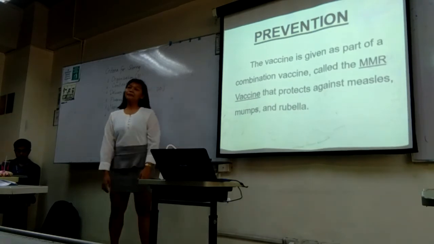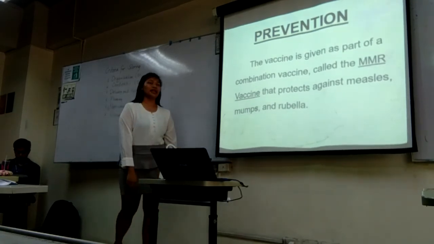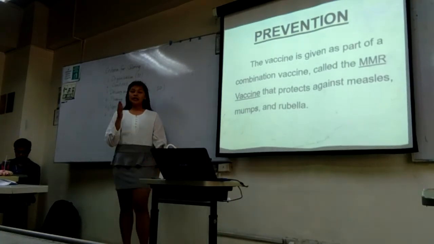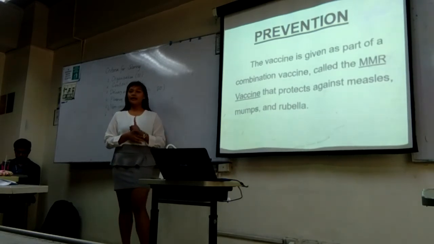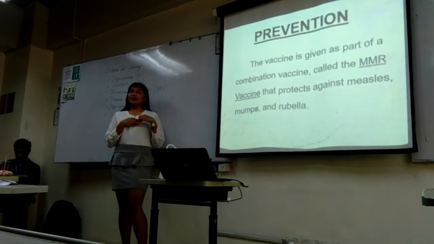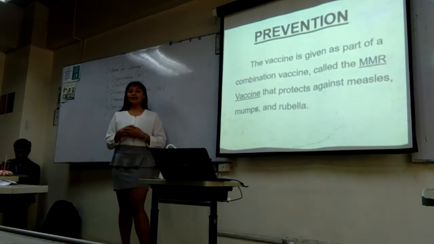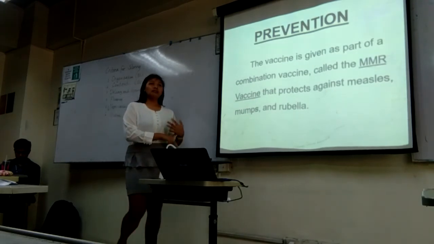Prevention. The best way to prevent measles is to get vaccinated, and this vaccine is called the MMR vaccine, and this helps to protect against measles, mumps, and rubella.